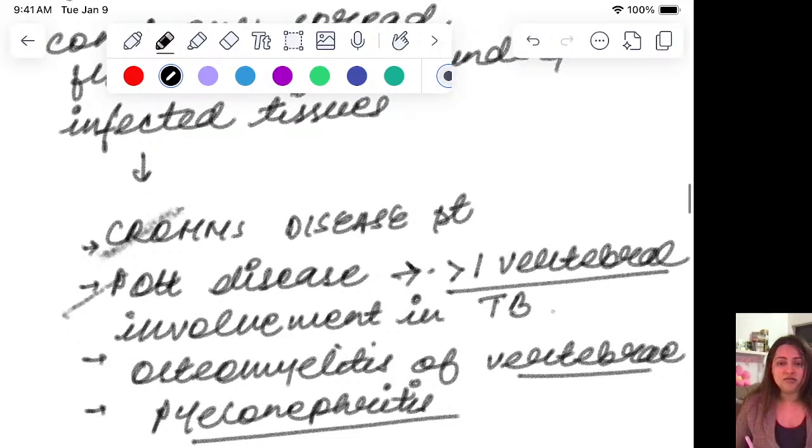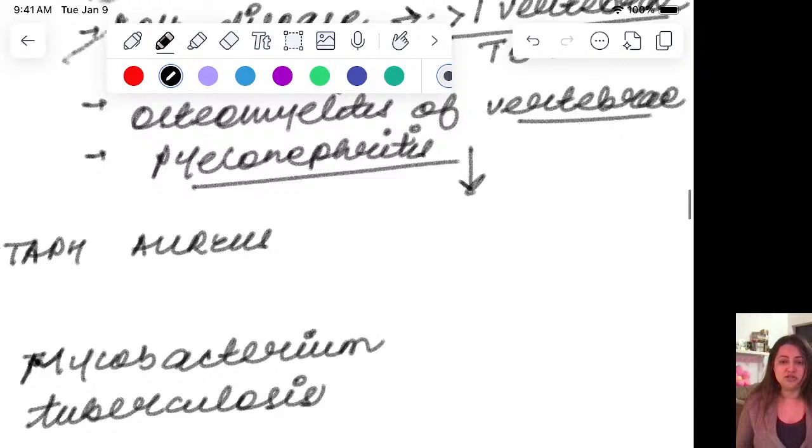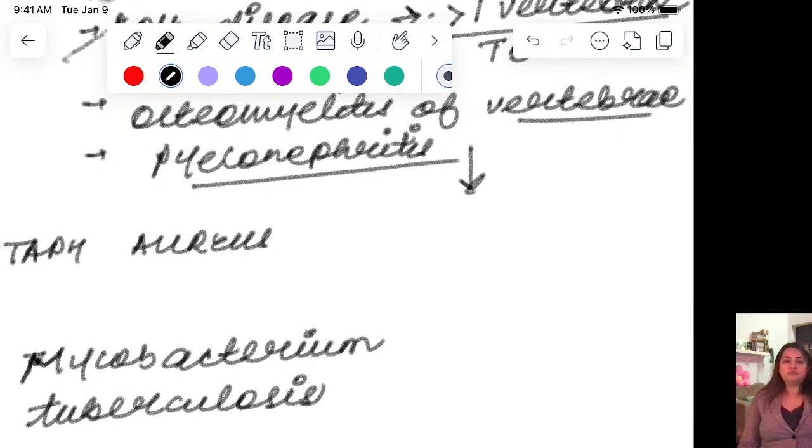So, can anyone tell what is the classical presentation of a patient having pyelonephritis? What is the classical presentation of a patient having pyelonephritis? Anyone? Yeah, Mansi, I would be covering concepts of both step 1 and step 2 CK here. So they will be like integrated.